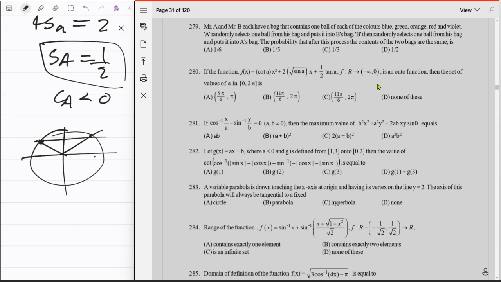Wait, what? What is this? It is giving intervals, which is strange. The discriminant should be 0, right? Not less than 0. That would be problematic, though I get what they are going for. But 0 exclusive doesn't mean you can take all the values less than 0, right?